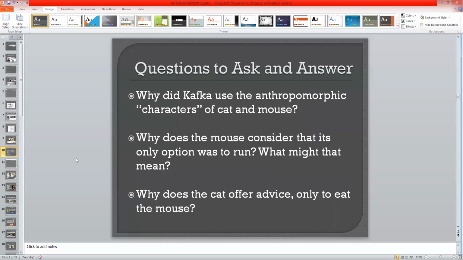So these 3 questions give you a few minutes to analyze and to work yourself here. My 3 questions are these. Number 1, why did Kafka use the anthropomorphic, which basically means personification for animals, the anthropomorphic characters of cat and mouse? Number 2, why does the mouse consider that its only option was to run? What might that mean? And lastly, why does the cat offer advice only to eat the mouse?